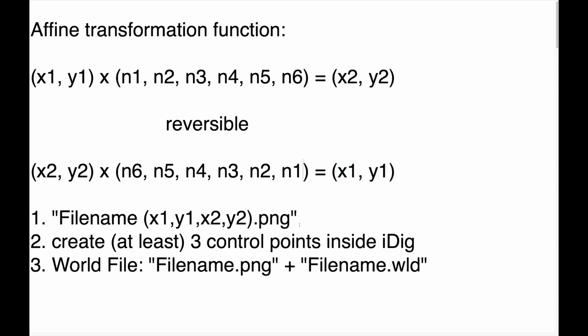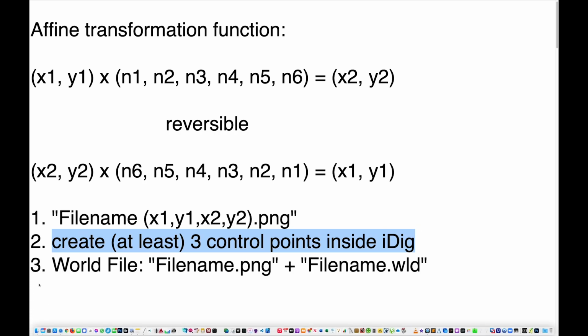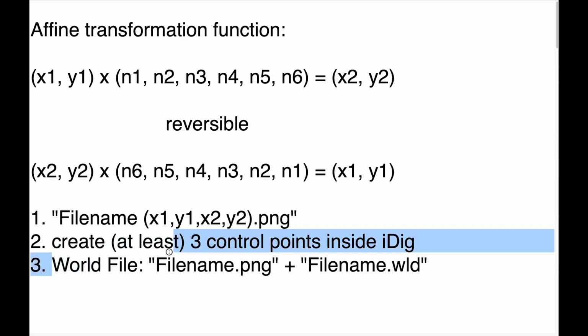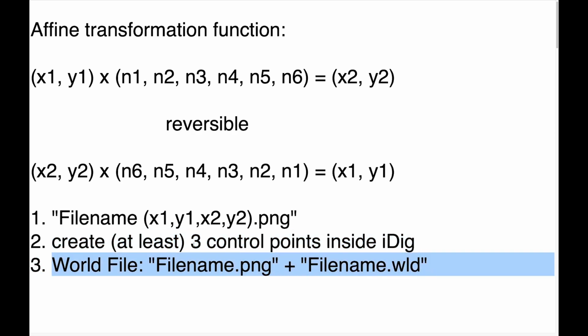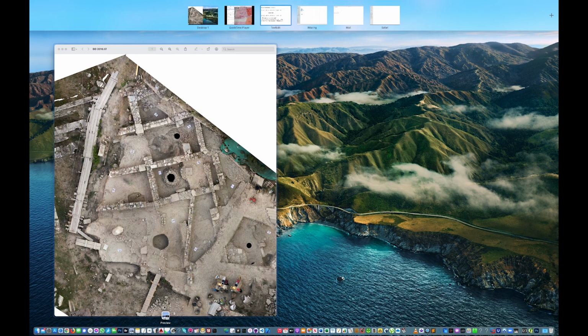There's 3 different ways we looked at to telling iDig these 6 numbers. The first way is just to include the lower left-hand and upper right-hand points in the actual file name, and iDig will use those control points to generate the numbers. The second way is to create the control points inside iDig manually, and then it can georeference that and get those numbers. And the last way was if you have a world file to include that with the image itself, and then iDig will import that.